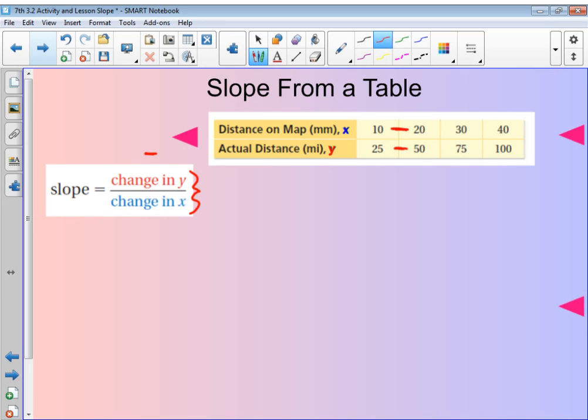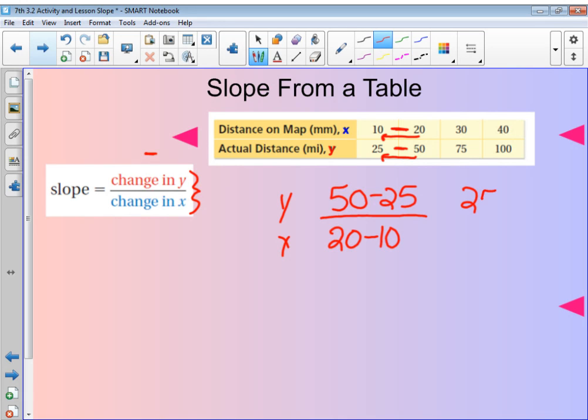So I'm going to work from right to left. So I'm going to do 50 minus 25 because those were my y's. My x's, remember, since I worked from the right to the left, I have to do the same thing with my x's. So 20 minus 10. And the reason I'm choosing to do it that way is just so I don't have to work with negative numbers. But once again, you're not always going to avoid those. So 50 minus 25 would give me 25 over 20 minus 10 is going to give me 10.